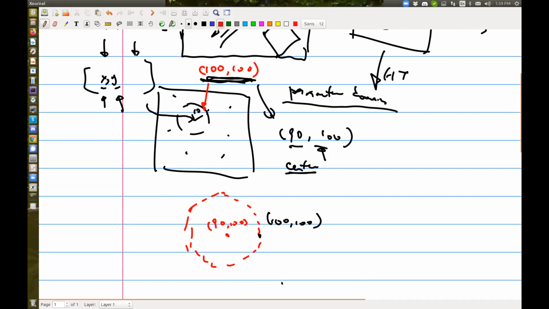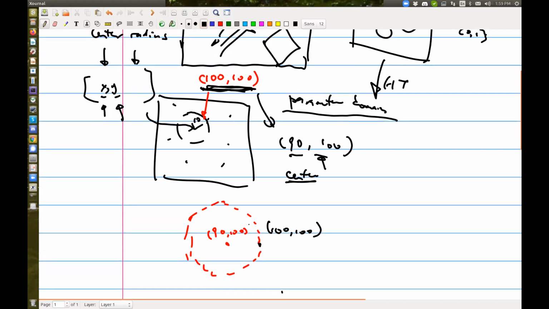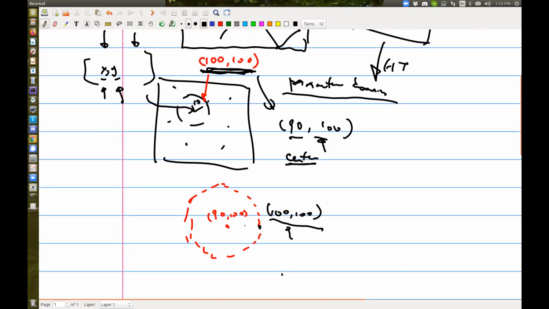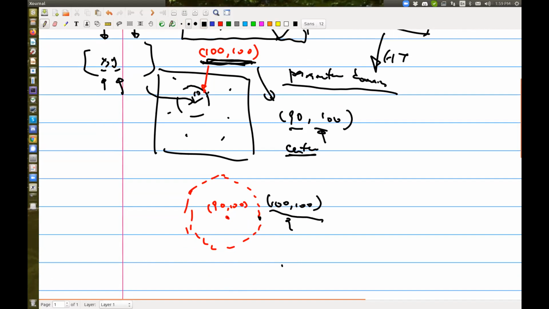So now you can see that, given a point like this, you can think of what kind of circles can contribute to a point like this. You will have many circles contributing to a point like this. Precisely, the locations of the centers that contribute to this point are precisely a circle with radius 10 and the center 100.